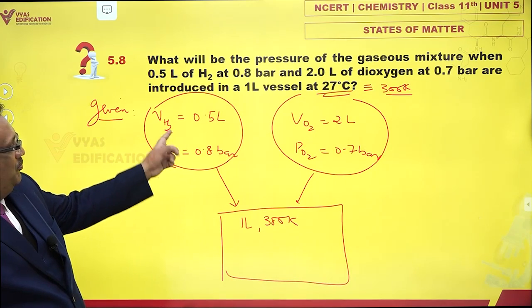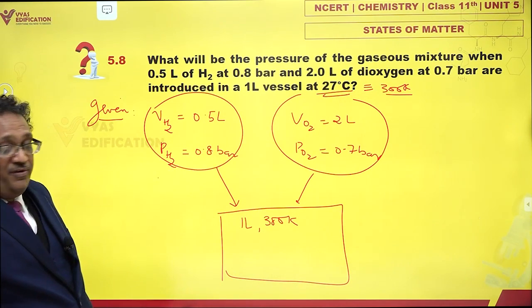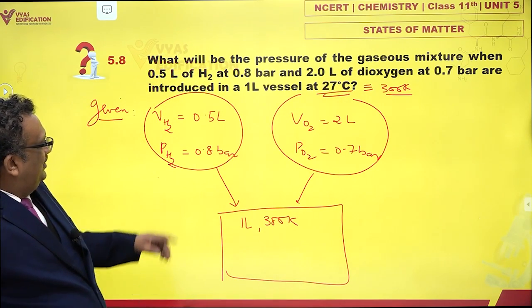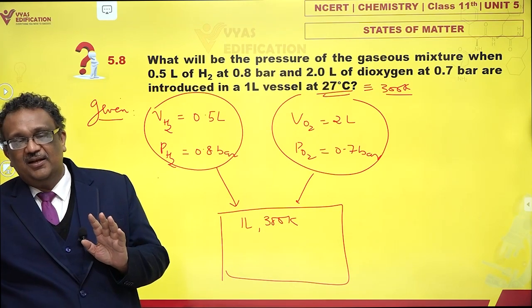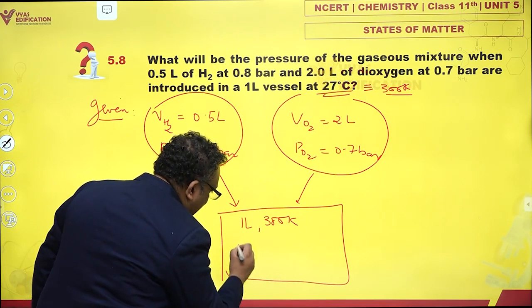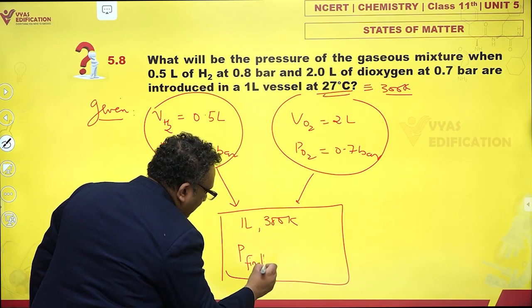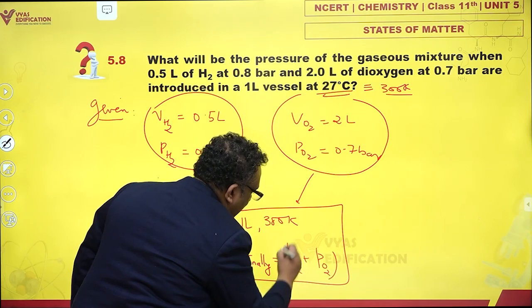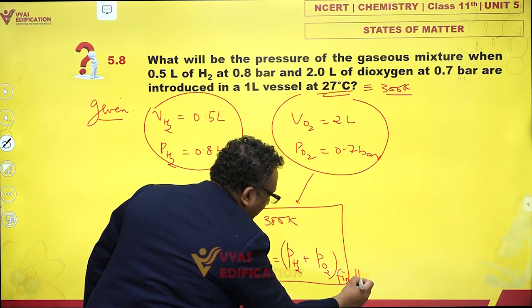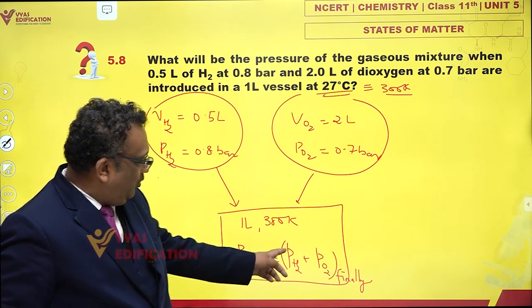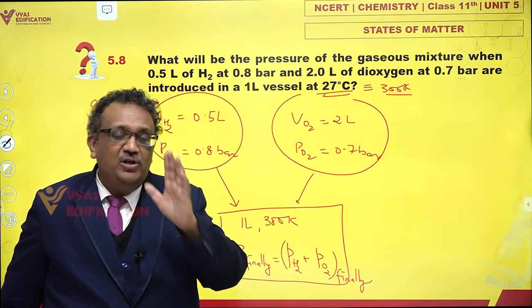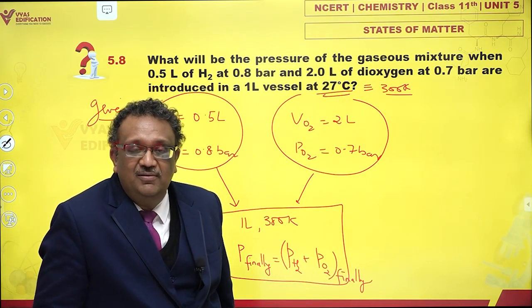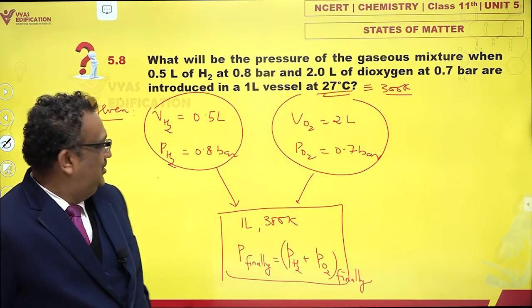In this vessel, both these gases are filled, and I'm supposed to find the final pressure. How do I do that? Well, the way to do this is look at one gas at a time. Pressure finally is equal to partial pressure of hydrogen plus partial pressure of oxygen finally. So if I just find out what is the partial pressure of hydrogen and what is the partial pressure of oxygen in this vessel, I just add them and I get the final total pressure, right? How do I do that?